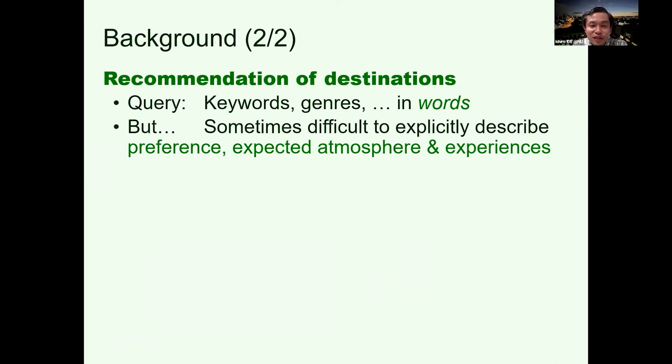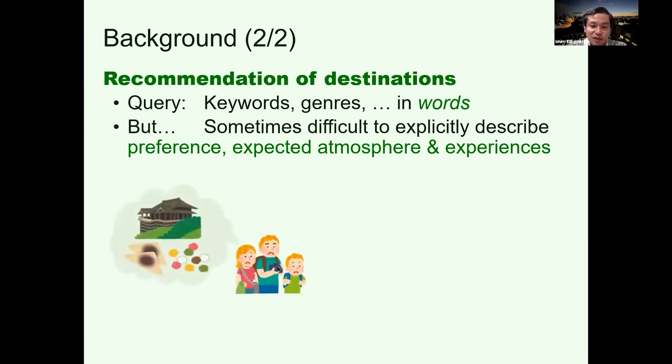Here we consider that the recommendation of destination is usually done by a keyword text query, keywords or genres, basically in words. We type in whatever we're interested in. But actually it's sometimes difficult to explicitly describe what we want to see. We just have preferences or an expected atmosphere and experiences, but it's not really possible to explicitly write them in words. I mean, we could type in multiple keywords, but that's sometimes not exactly what we want.